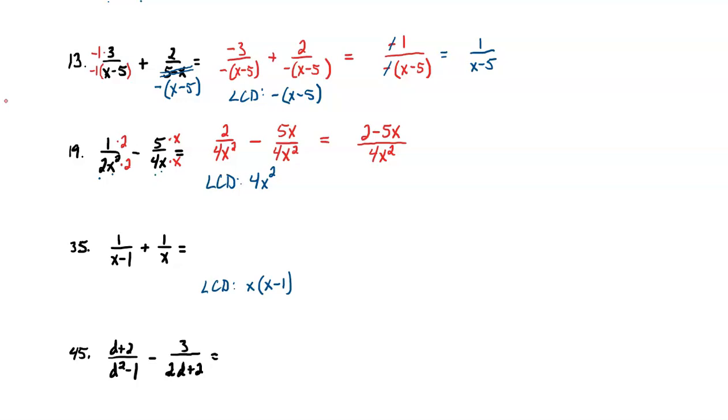Now let's change our first fraction so it has that denominator. It's missing an x, and then also multiply the top by x. The second fraction has the x, but it's missing the x minus 1. And multiply the top by x minus 1. Now rewrite the adding problem. The first fraction is x over x times x minus 1. And the second fraction becomes x minus 1 over x times x minus 1.